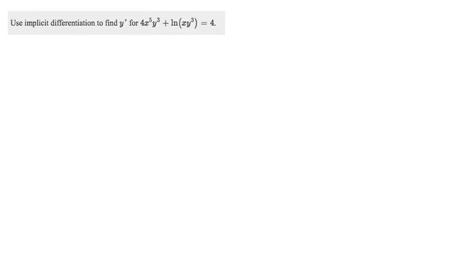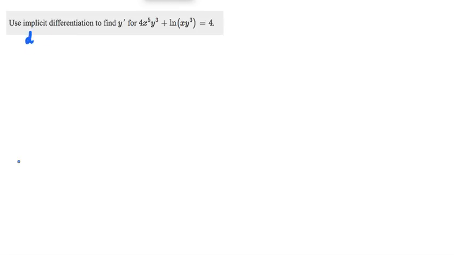In this problem, we want to use implicit differentiation to find the derivative of this function. Well, the function is not explicitly solved for, though, because we have a y cubed right here and a y cubed right there inside the natural log. So in order to differentiate this, we're going to use implicit differentiation.